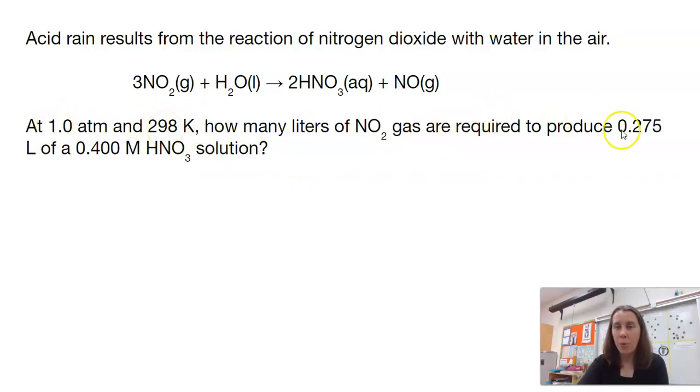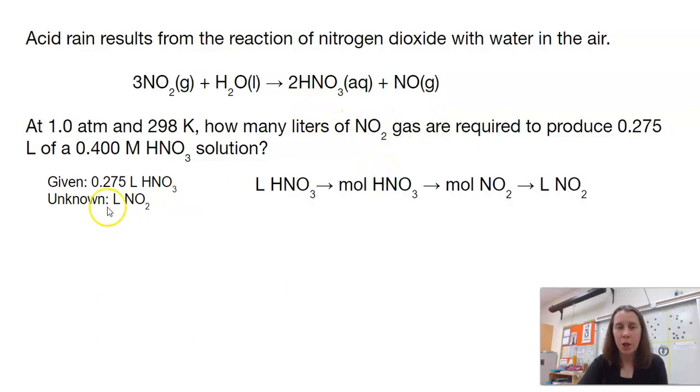We're given a certain number of liters of a solution, and we're trying to find liters of a gas. So this one is probably the most complicated in terms of figuring out what you're doing. The 0.275 liters will be our starting amount. That's how much HNO3 we are going to make, and we want to know how much NO2 we would need to start with.